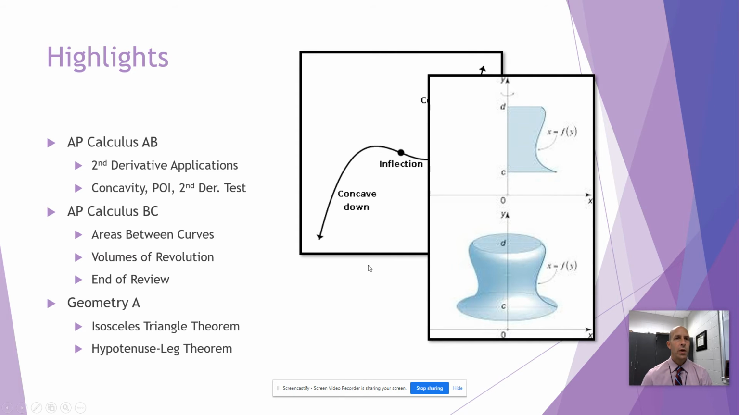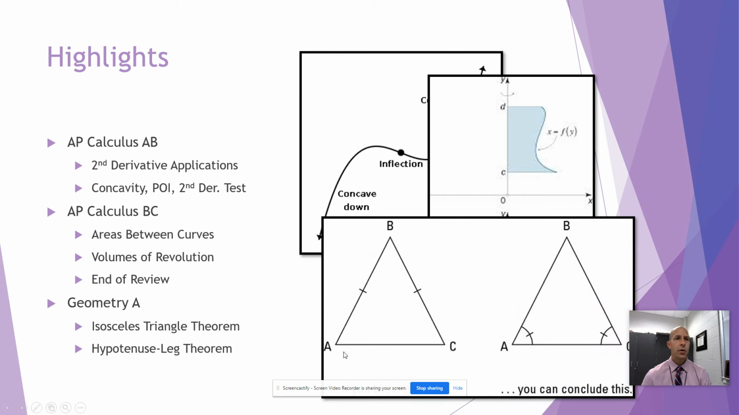In geometry, we are looking at something called the isosceles triangle theorem. That would be something like this triangle here on the left. This is what we call an isosceles triangle because two of its legs are congruent. And it turns out if the two legs are congruent, then the base angles are congruent. We've also been looking at something called the hypotenuse leg theorem to prove triangles are congruent.